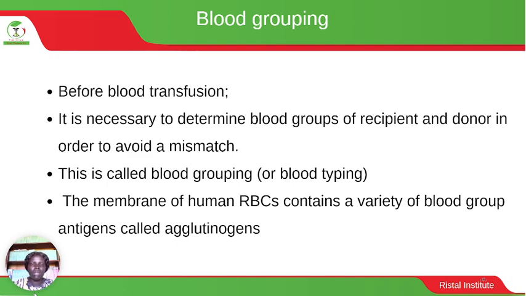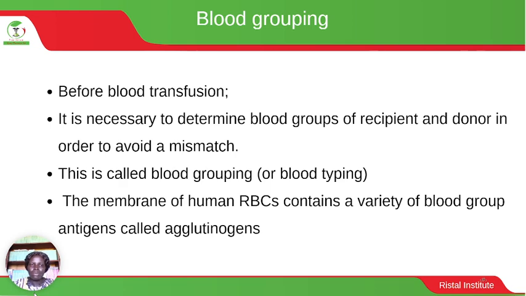Before blood transfusion, it is necessary to determine the blood groups of the recipient and donor in order to avoid a mismatch. The person who is receiving blood should receive blood that matches the blood he has in the body so that we don't get reactions. The process is called blood grouping or blood typing. We want to find out which type of blood this person has so that we can give him blood that is safe for him and we shall not get a reaction.